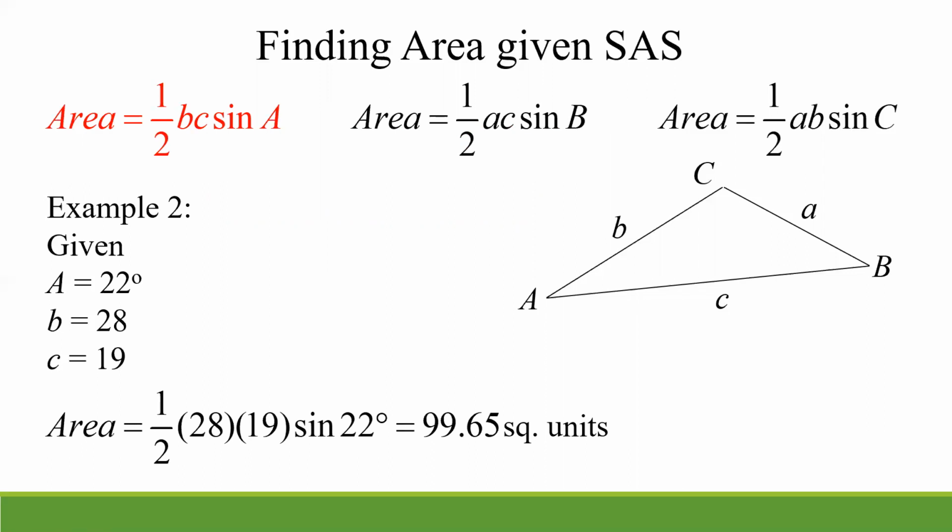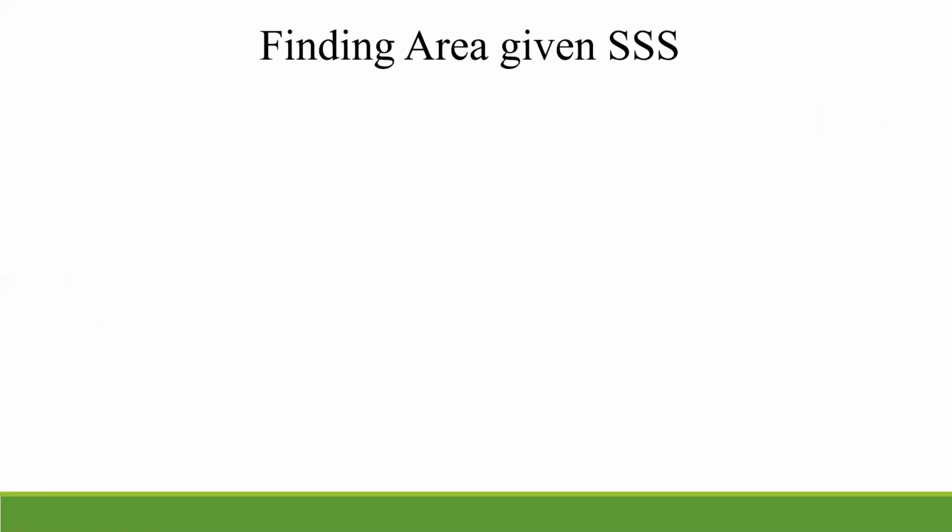So as long as you have two sides and an included angle, you can use one of those formulas to find the area. What about if you're given all three sides, but nothing about the height or any angles, or things like that? We can still find the area. And this is going to be something called Heron's formula.